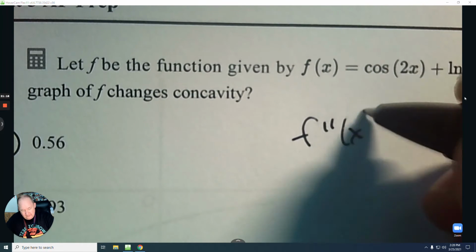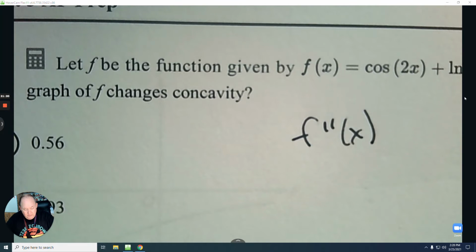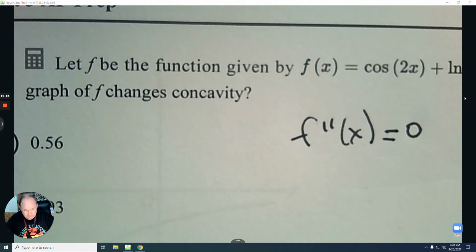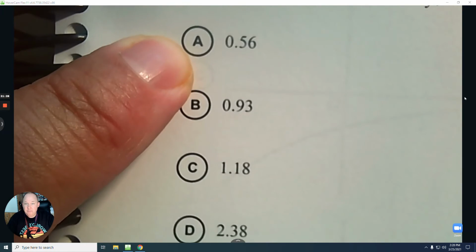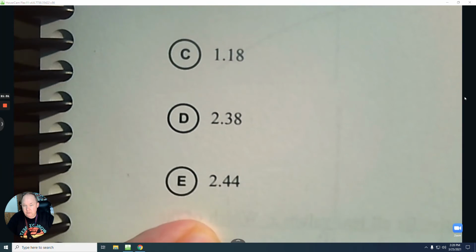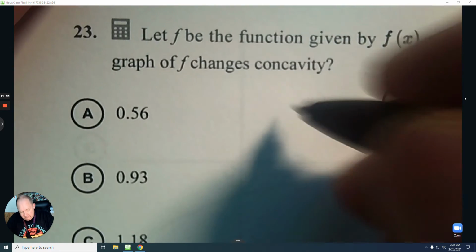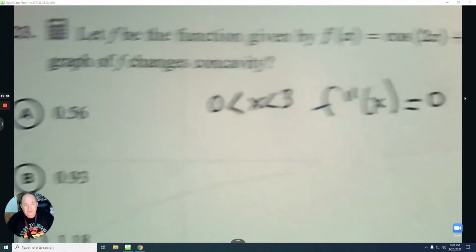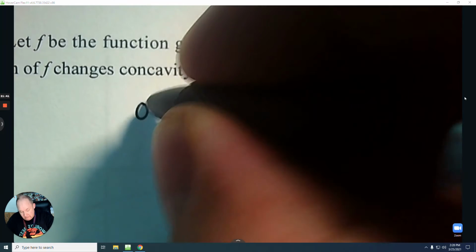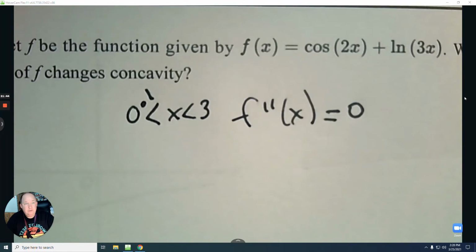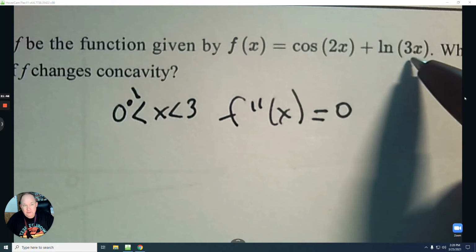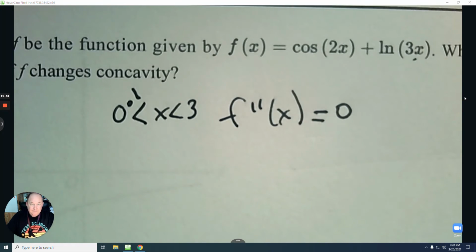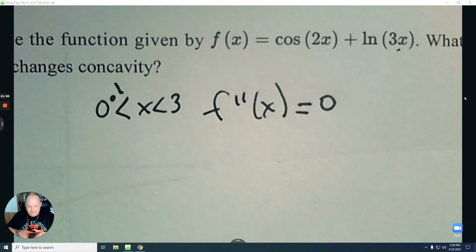I need to find the second derivative to begin with. And where does it change concavity? And we're looking for it when it's equal to 0. And the answers here are 0.56 up to 2.44. So honestly, I'm just going to look from 0 to 3, because all my answers are between 0 and 3. A ln can't be 0, so we'll make it 0.1 to 3, because if ln is 0, it would be undefined. So pick a number, not quite 0, all the way up to 3, and we're going to do this with our calculator.